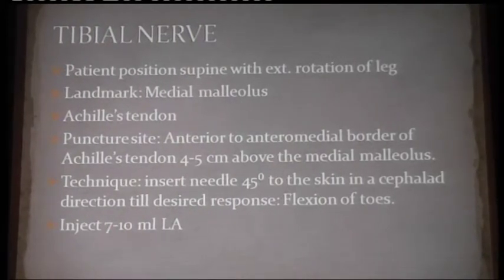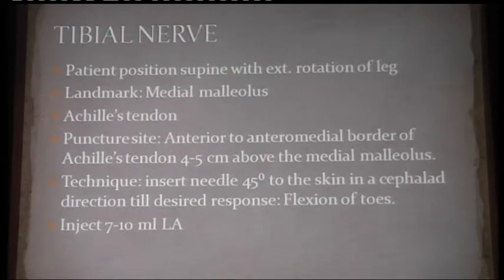Coming to the first block, that is the tibial nerve block. Patient is in supine position with a slight external rotation of the leg. Landmark is the medial malleolus and tendo achilis. Then puncture site is anterior to the anteromedial border of the Achilles tendon, 4 to 5 centimeters above the medial malleolus. This 4 to 5 centimeters above is very important.